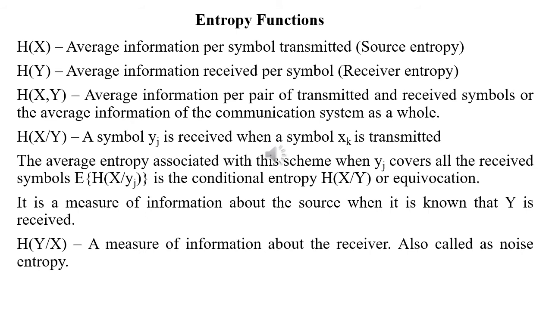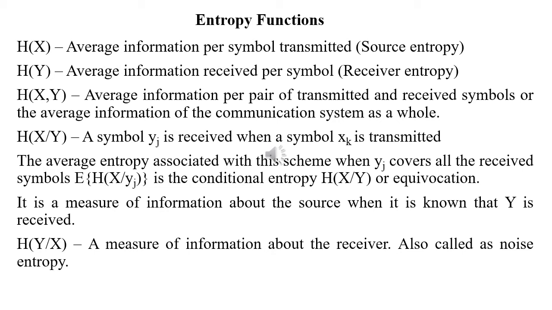Next is entropy functions. H(X) is representing the average information per symbol transmitted. It is the source entropy. Similarly, H(Y) is the receiver entropy, that is, it is the average information received per symbol. H of XY is the average information per pair of transmitted and received symbols.